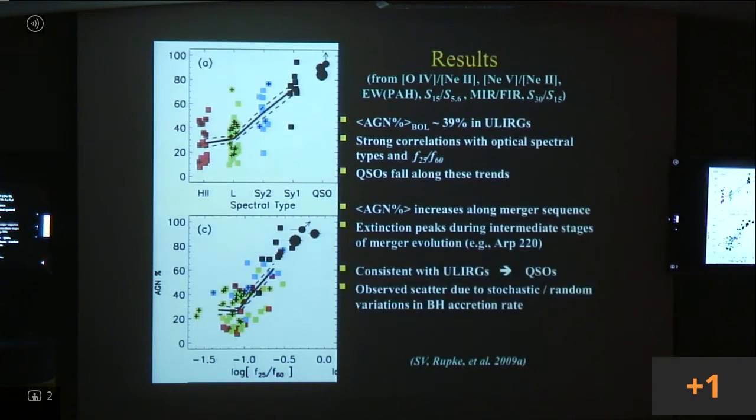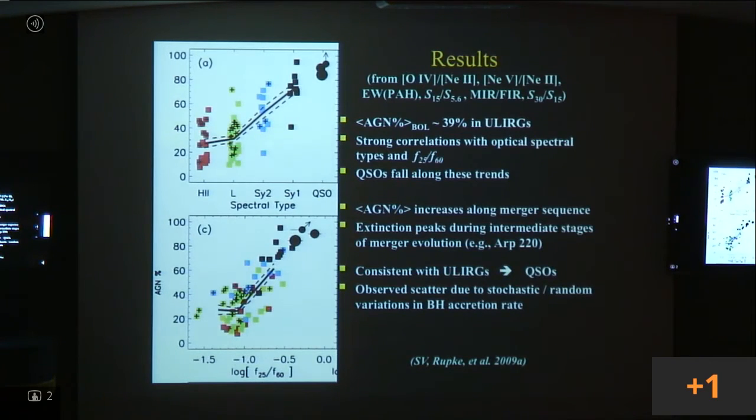So these results were consistent with the idea that ULIRGs, which are the merger of two major galaxies of similar mass, eventually result in the production of a quasar. And the extinction peaks in the middle, and at a later stage, the dust disappears, either transformed into stars or ejected out of the galaxy.